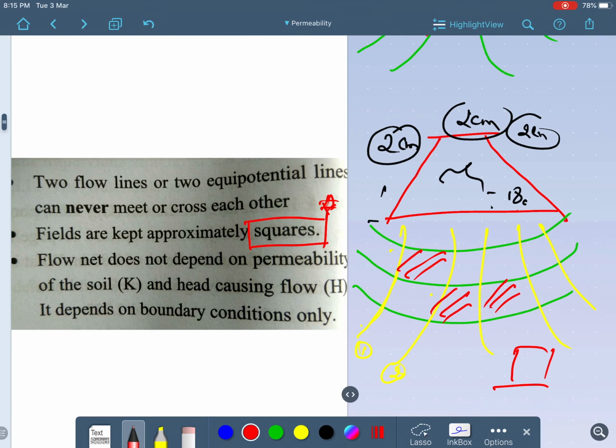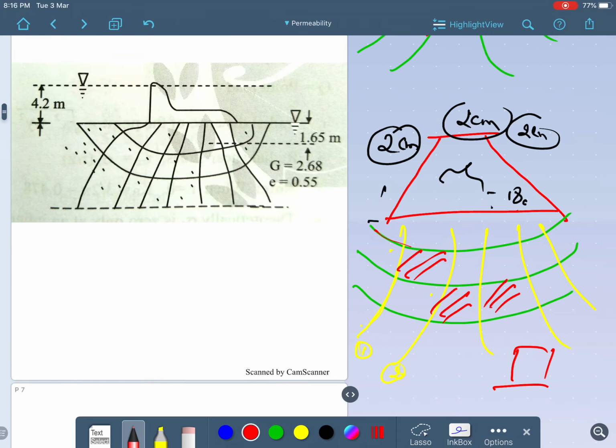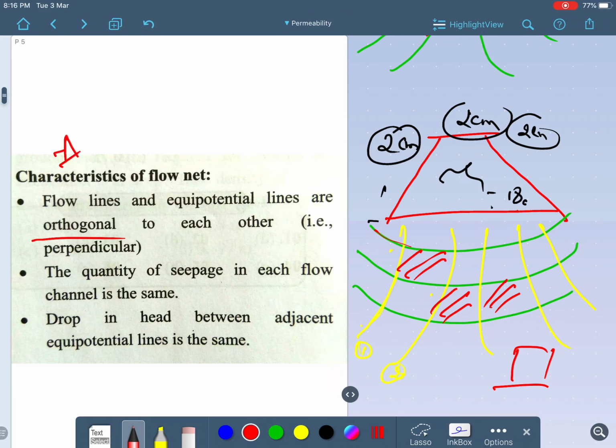Flownet does not depend on permeability. See, the flownet will not depend upon the permeability of the soil or the head causing the flow. All these things are mainly dependent upon the boundary condition of the place. Okay, this would be an MCQ. They may ask what the flownet does not depend on. It will not depend on permeability, it will not depend on head causing the flow, but the flownet depends only upon the boundary condition. Please remember this point. All these points are very important and will be asked in MCQs in such alterations. So this is all about the characteristics of a flownet.